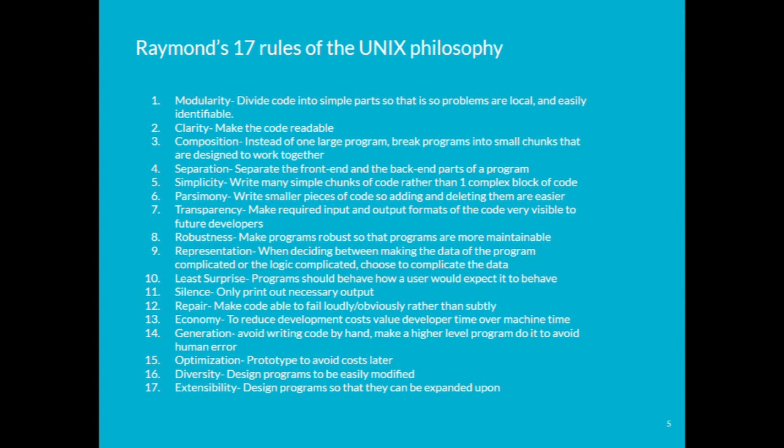Clarity means using comments and variable names that make sense and other things to keep the code readable and clear. Composition means instead of one large program, you should break programs into small chunks and then call those chunks separately to work together.